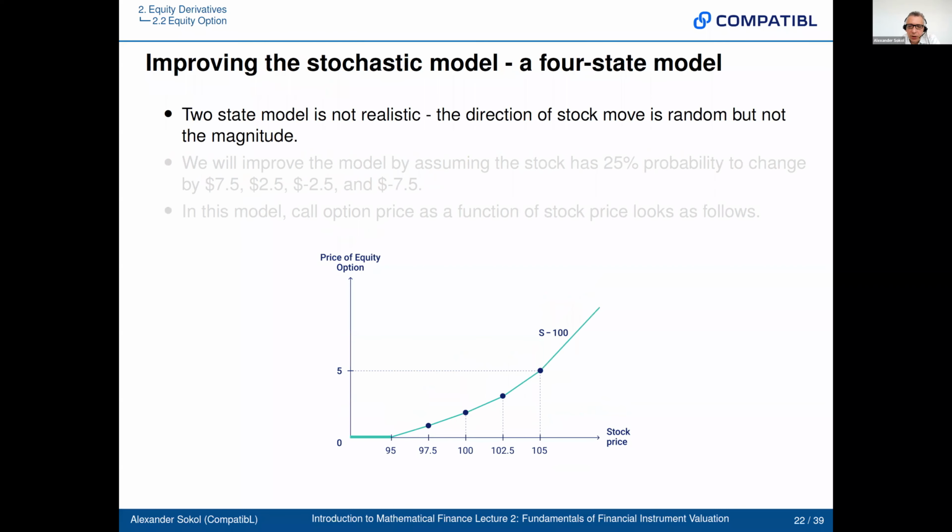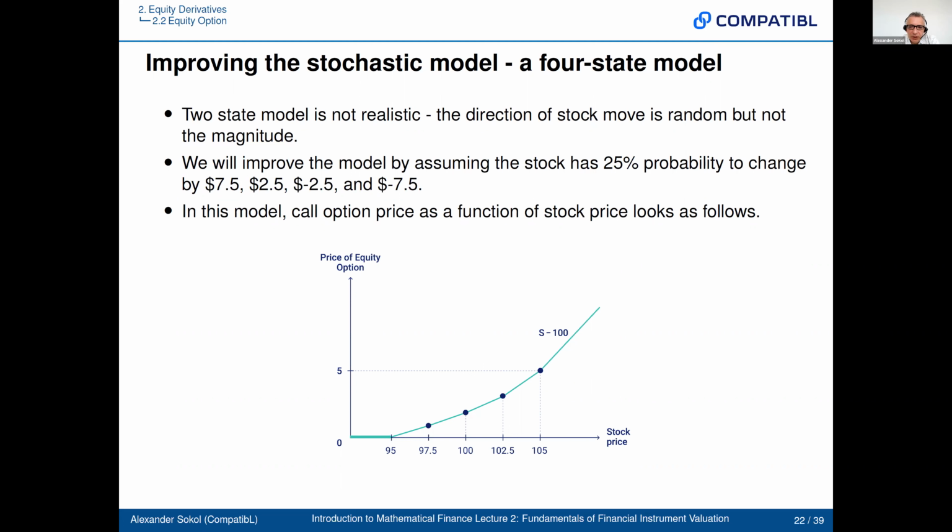Okay, so let's now improve our model and assume that there is a four-state model, because the previous model was not realistic in one way. The direction of the move in the stock price was random, but the magnitude of the move was always $5. In reality, of course, the magnitude of the move over 1 year is not exactly $5. It's also random. So we will improve the model by assuming the stock has 25% probability to change by $7.5 or $2.5 in either direction. So in this case, we have random direction and also random magnitude, a more realistic model.